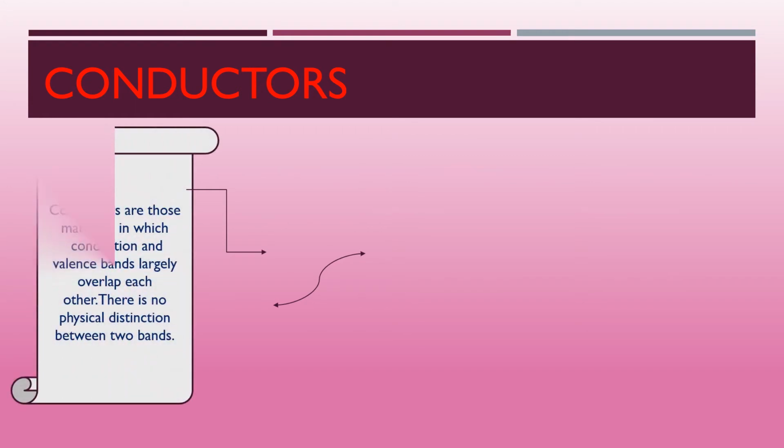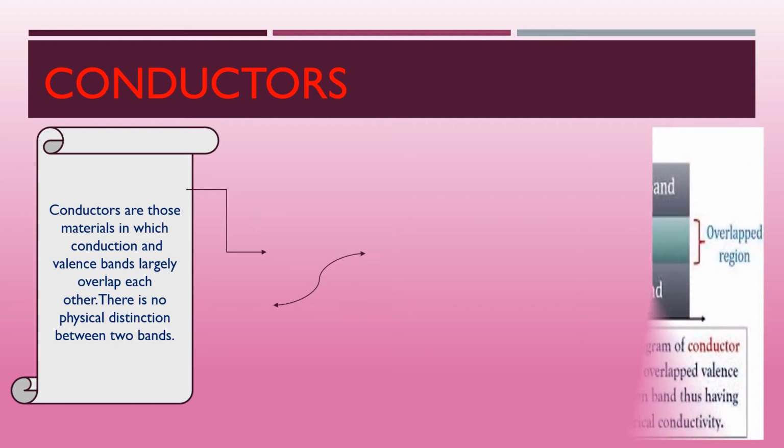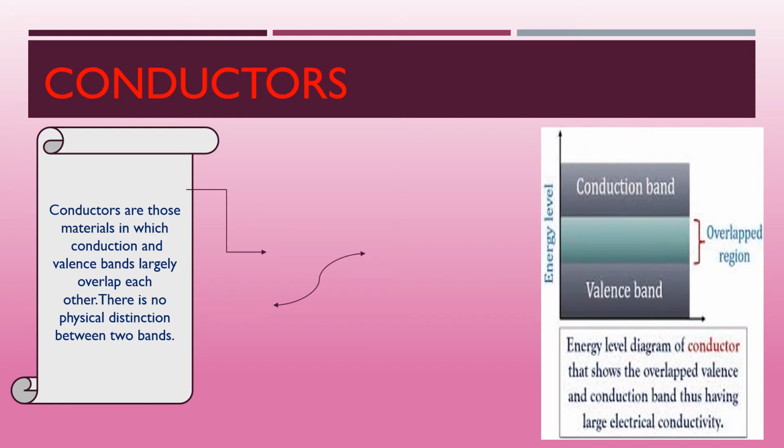Now students, we are going to see how this energy band theory helps us to classify the solid state of matter into conductors, insulators and semiconductors. Look at the figure carefully on your screen. Here, in case of conductors, you can see the conduction band and the valence band are so close to each other that they are almost overlapping each other, and the forbidden energy gap is absent or it has vanished.